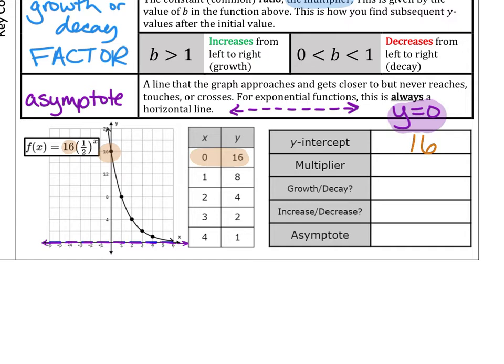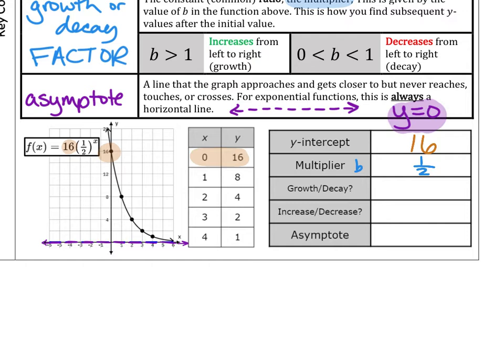So if you're nervous that the equation's not telling you the right number for the y-intercept, throw it into Desmos or your calculator and look at it and make sure it actually looks like it's crossing at 16. The multiplier is the b value. So what's the b value? 1/2. The only other number that exists in this equation tells me what's happening every time.